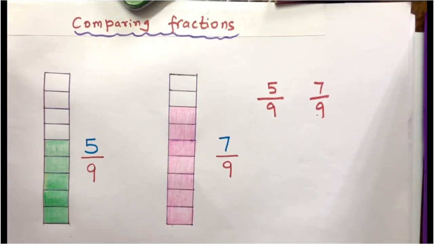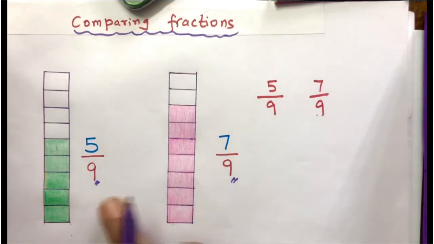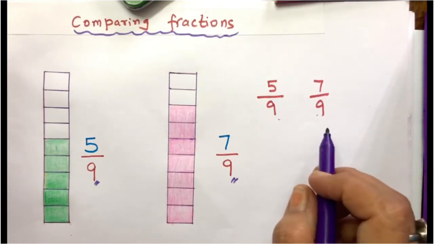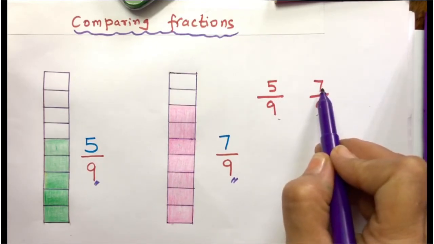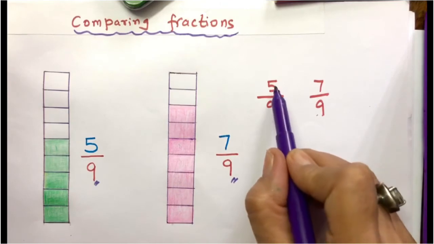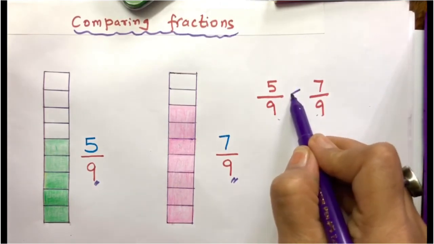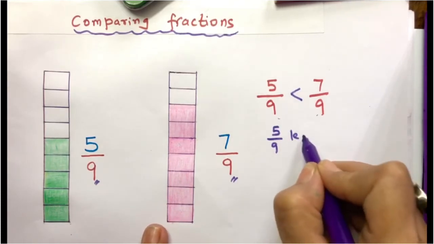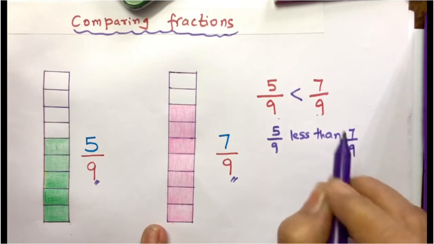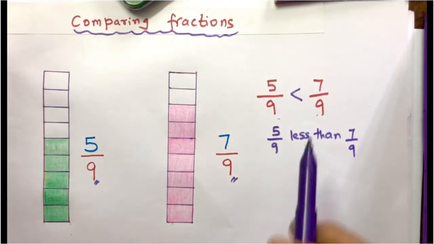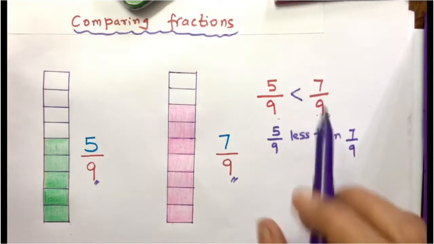If I look at this, I can easily tell that this is bigger than this. Another way is, here again, like the first one, the denominators are same. What do we do now? If the denominators are same, we check the numerators. Whichever numerator is bigger, that fraction is greater. So here, 7 is bigger than 5. So this fraction is greater. 5 by 9 is less than 7 by 9. We can write in words also. When denominators are same, we check the numerators. Whatever is bigger makes the bigger fraction, that is the greater fraction.